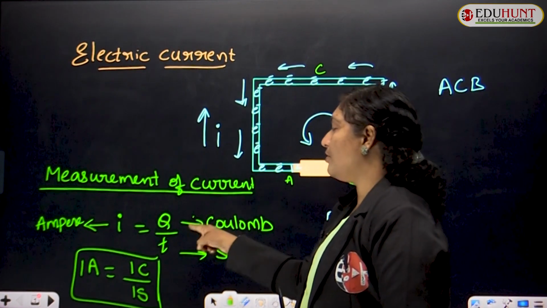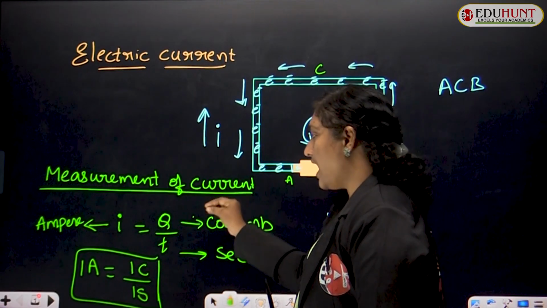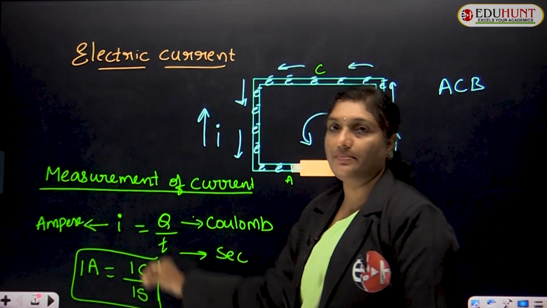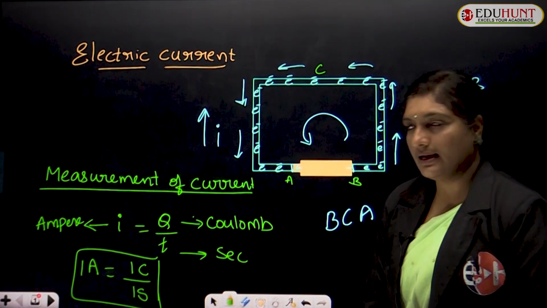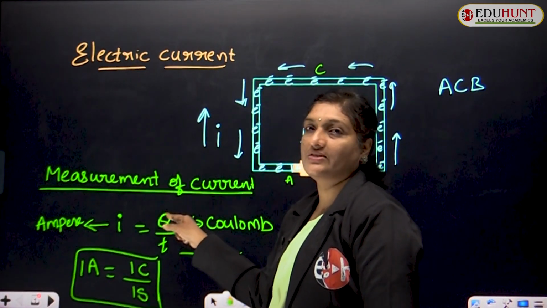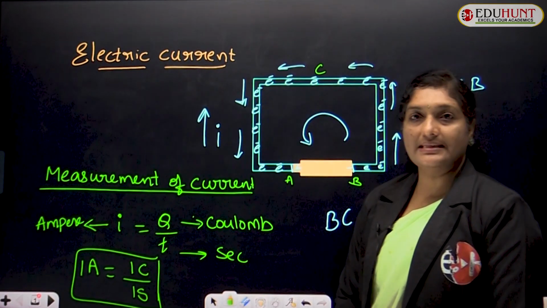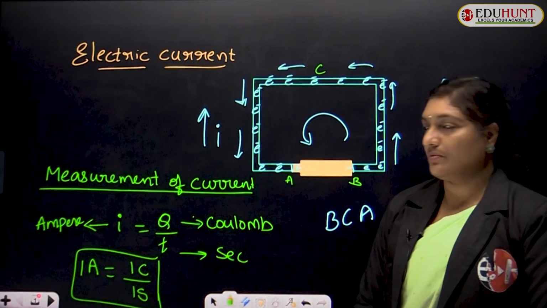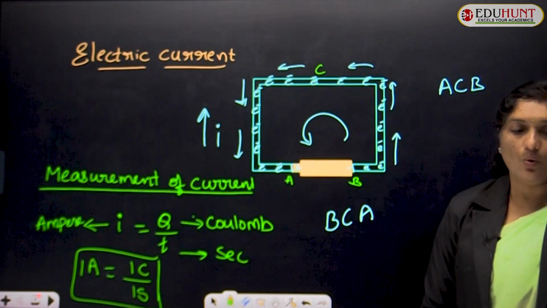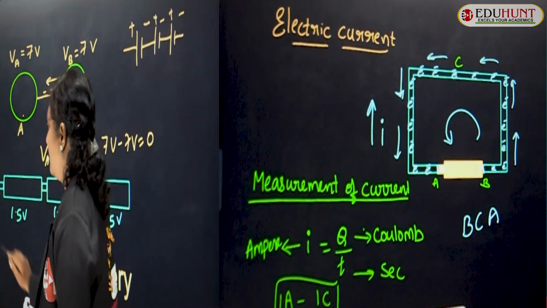So the rate of flow of charge, or the charge flowing per unit time, is called electric current. The unit of electric current is ampere, the unit of charge is coulomb, whereas the unit of time is second. Hence 1 ampere is equal to 1 coulomb per 1 second. Is that clear, children?